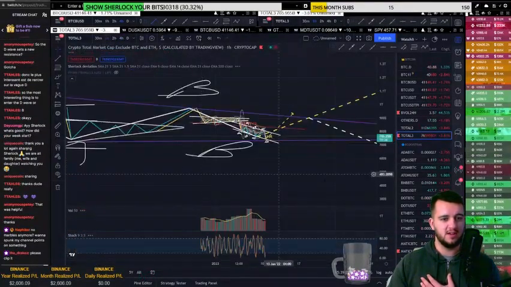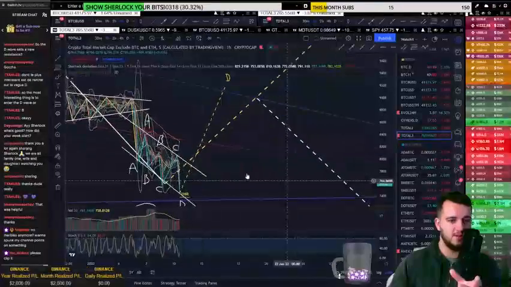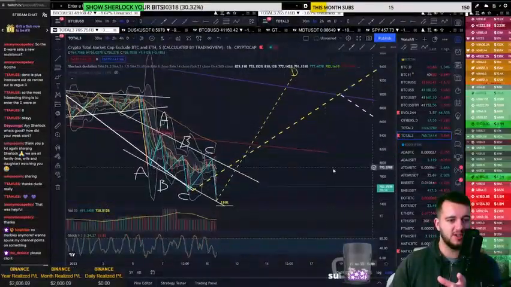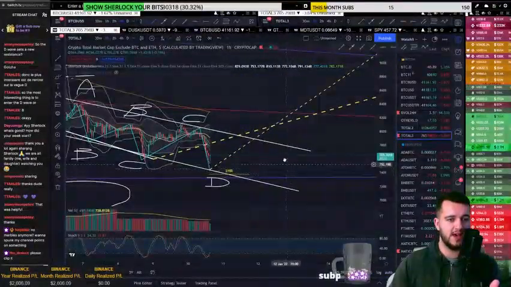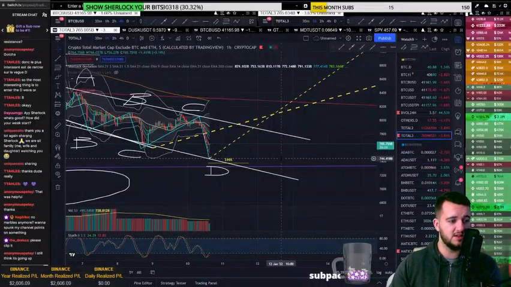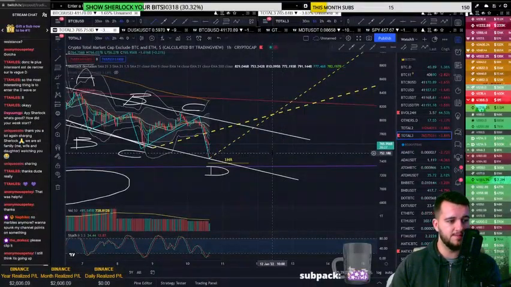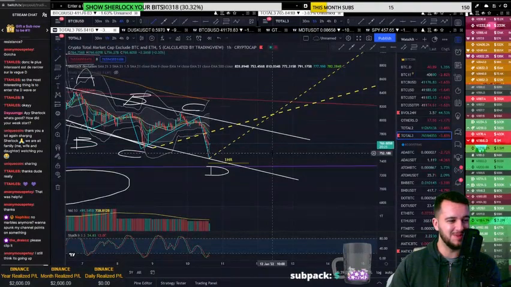So now that I've explained that, can you guys see why I'm kind of taking a bullish skew with the alts and things right now? You see that? See how I'm taking a bullish skew?